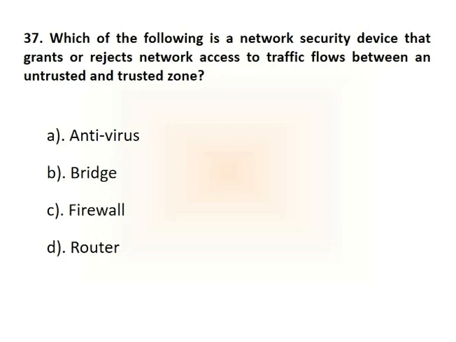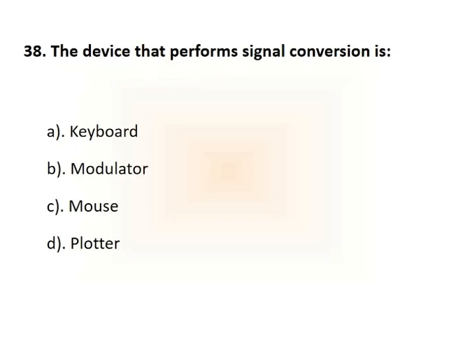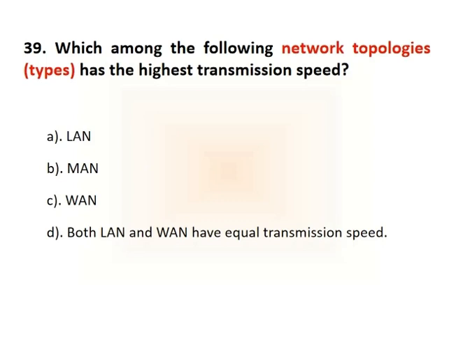Which of the following is a network security device that grants or rejects network access to traffic flows between an untrusted and trusted zone? Option number C, firewall. The device that performs signal conversion is B, modulator. Among the following network topologies, which has the highest transmission speed? A, LAN, that is local area network.